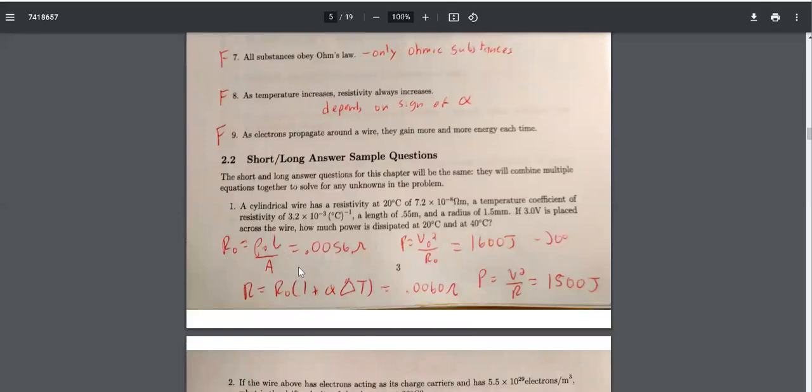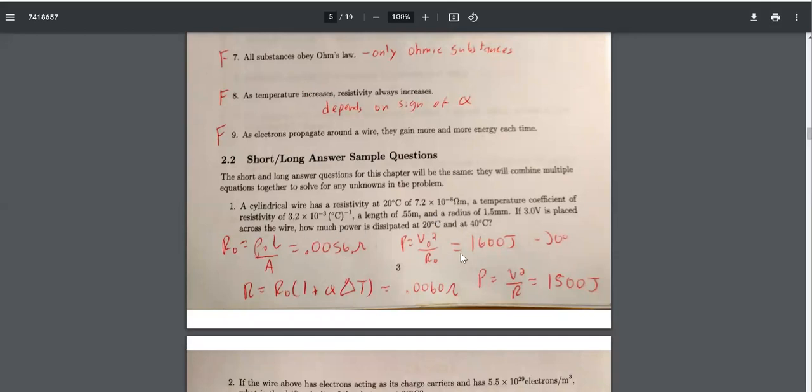So most of these short answer questions are just algebraic manipulation. So one thing that you will need to know is that resistance is the resistivity times the length divided by the area. Okay, so that's not too bad. We also have several definitions of power, but one of them is that it's the voltage squared over the resistance. It's also the current times the voltage, or the current squared times the resistance. Those are all the same.